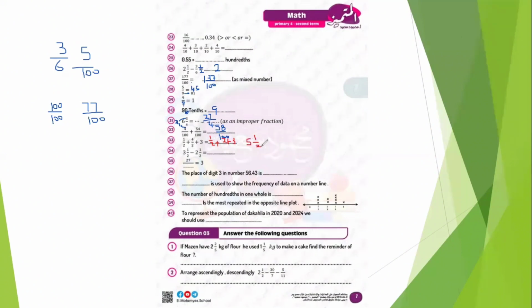Next, 34. 3 and a half minus 2 and a half. 3 minus 2 equals 1. Half minus half equals 0, so the answer is 1.